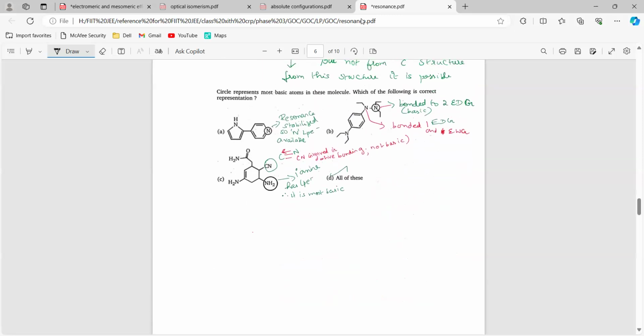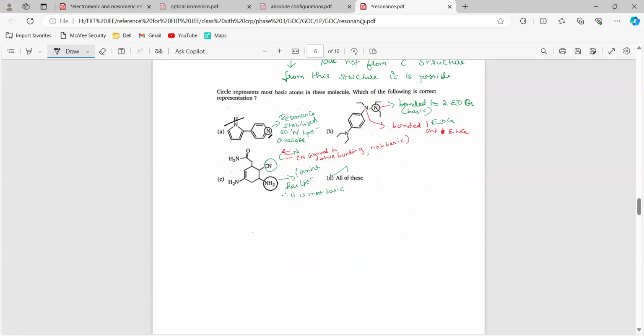Okay, so these kinds of questions are quite common. Look at this. The circle represents the more basic atoms in this molecule, the most basic ones. Which of the following is the correct representation? They have shown the nitrogen here as well. They have circled this nitrogen, telling you this is resonance stabilized.